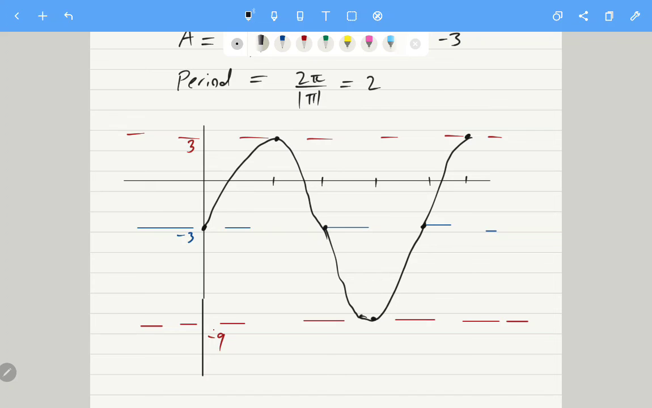So the period of this function is 2, which means that it repeats after 2 units. So if that's 0, this point over here must be 2. Halfway between 0 and 2 is 1. Halfway between 0 and 1 is a half. Halfway between 1 and 2 is 3 halves, or 1.5. Alrighty, and so there would be my sketch of a cosine function.